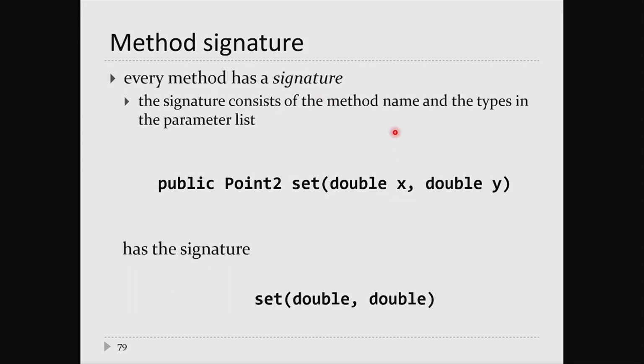Oh, here's where the parameter types, here's where the names don't matter. So every method has what's called a signature, and this is fairly important. So you have to get this straight. The signature consists of the method name and the types in the parameter list. So that method right there, its signature is set double double. Okay? So you don't care about the parameter names when you talk about the signature. You also don't care about the return type. Right? So that's important.